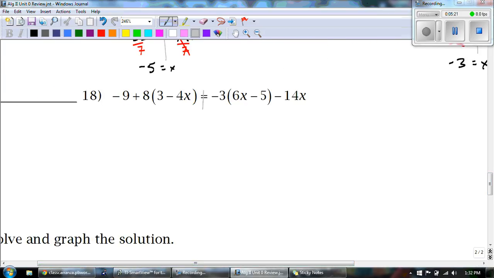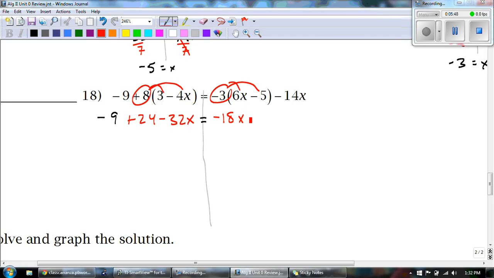All right. No math weenies. We can do this. On the left side, I need to distribute the 8. 8 times 3 is 24, and 8 times 4 is 32. Good. And on the right side, we have to distribute the negative 3. So we get negative 18x. Negative times the negative would make that a positive 15 minus 14x. And now on each side, we have like terms.